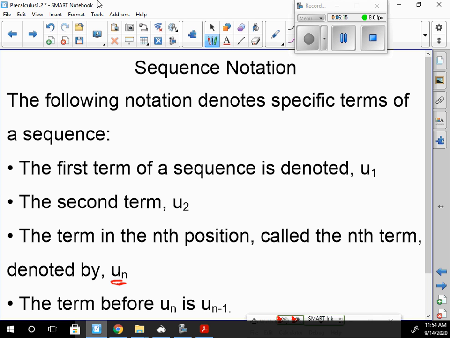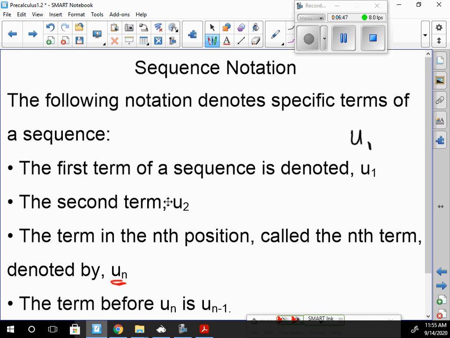That takes us to sequence notation. If we're going to talk about sequences, we have to have a way of writing them correctly. The following notation denotes specific terms of a sequence. The first term of a sequence is denoted U sub 1. You see, it's called U sub 1 because this little 1 is down low. It's like a submarine. Submarine goes low, so it's U sub 1. And that would be the very first term of a sequence.